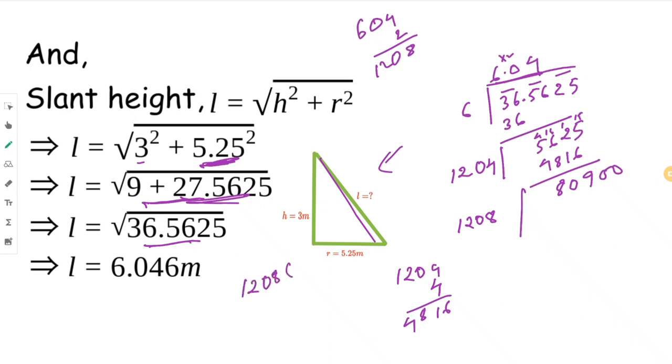1208 6, and then 6 multiplied by the same number. So 6 6s are 36, 8 6s are 48, plus 3 is 51. Then 6 2s are 12, plus 5 is 17. So pretty close. I'm going to get a 6, and I'll put here 6. I'm going to get here 7 2 5 1 6, and just leave it there. We've gone after the decimal point 3 times, which is enough. So that's how we're going to get the slant height to be equal to 6.046 meters.